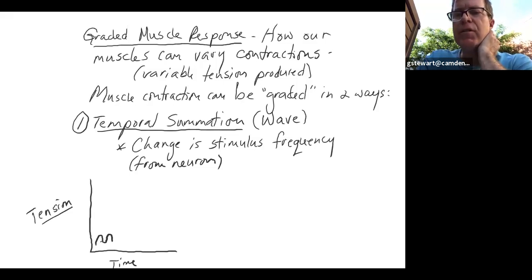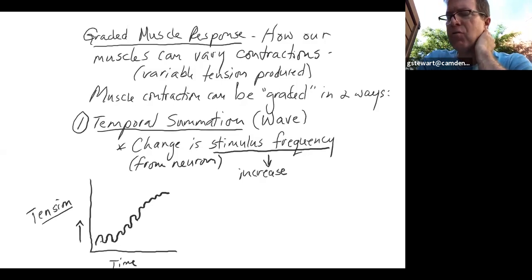If we increase the firing rate from the nerve cell, meaning fire faster, more frequently, the muscle will contract, and then before it fully relaxes, we fire again, the tension will increase. And if we keep firing the muscle with a nerve impulse faster and faster, it goes like this, and it produces more tension, more strength. So if we increase the stimulus frequency, we get an increase in tension or contraction strength.